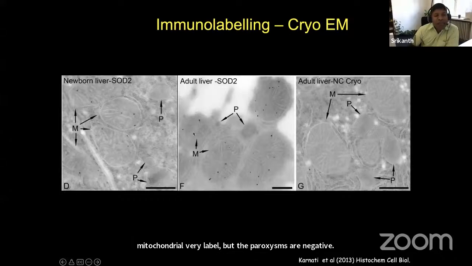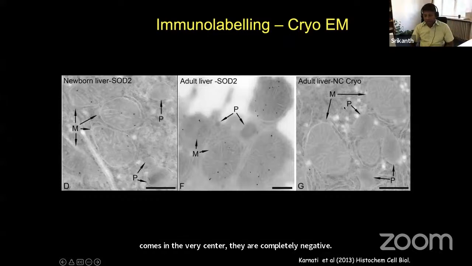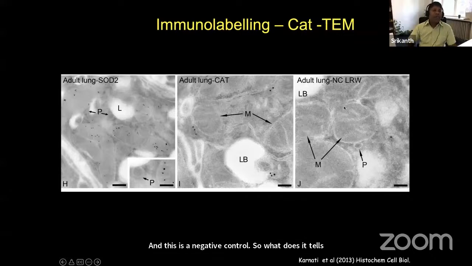1, 2, 3, 4 mitochondria. All four mitochondria are specifically labeled with superoxide dismutase 2, but the 1, 2 peroxisomes in the very center are completely negative. And this is a negative control. So what does it tell you about this confocal microscopy? Because this is again the same example with the other reagents.